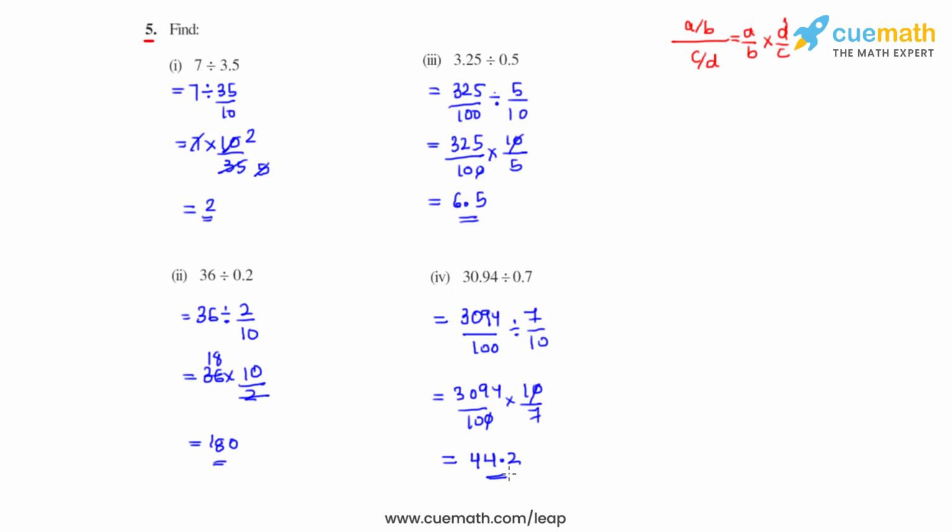Now we'll be moving on to the next set of bits. In the fifth bit, we have 0.5, which can be written as 5 by 10 divided by 0.25, which is 25 by 100. Now this can be written as 5 by 10 multiplied with the reciprocal of 25 by 100, which is 100 by 25. So on simplification, we will get the final answer as 2.